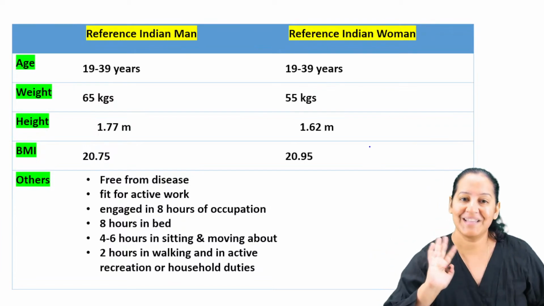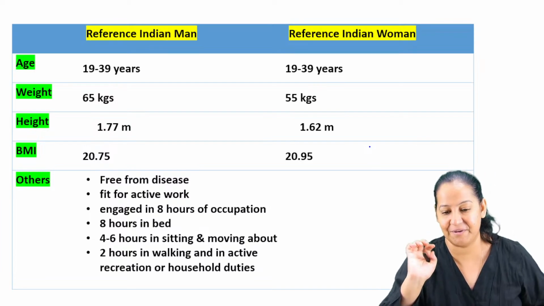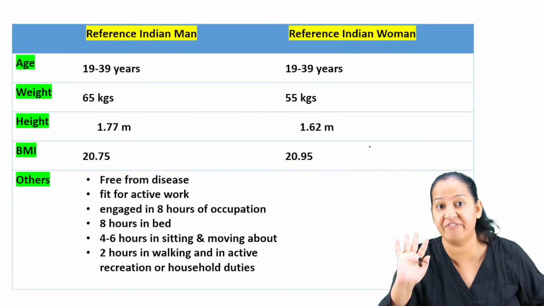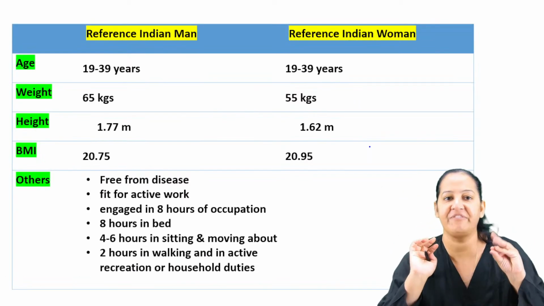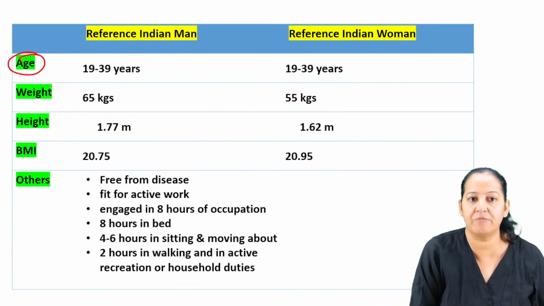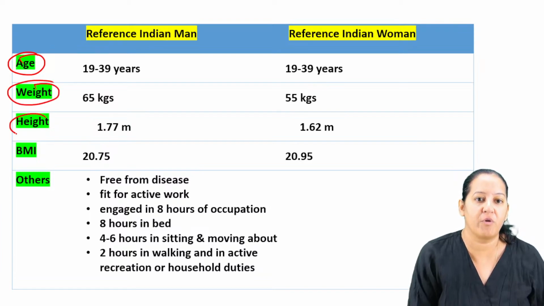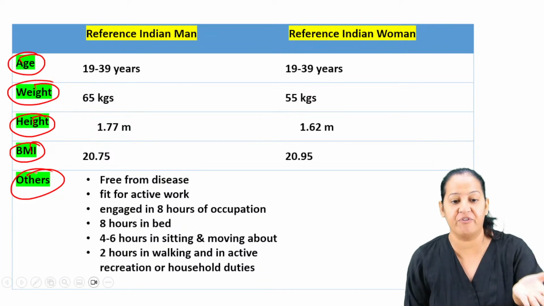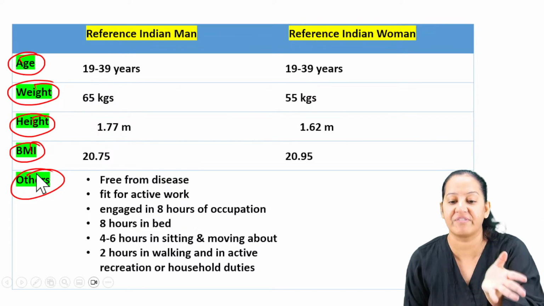Anyways, the next thing is the reference Indian male and reference Indian female. You get questions on that. Who is a reference Indian male? Who is a reference Indian female? There are 5 criteria for both of them, so learn the 5 criteria. What is the age for both of them? What is the weight? What is the height? What is the BMI and what are the others? 5 criteria for reference Indian male, 5 criteria for reference Indian female.